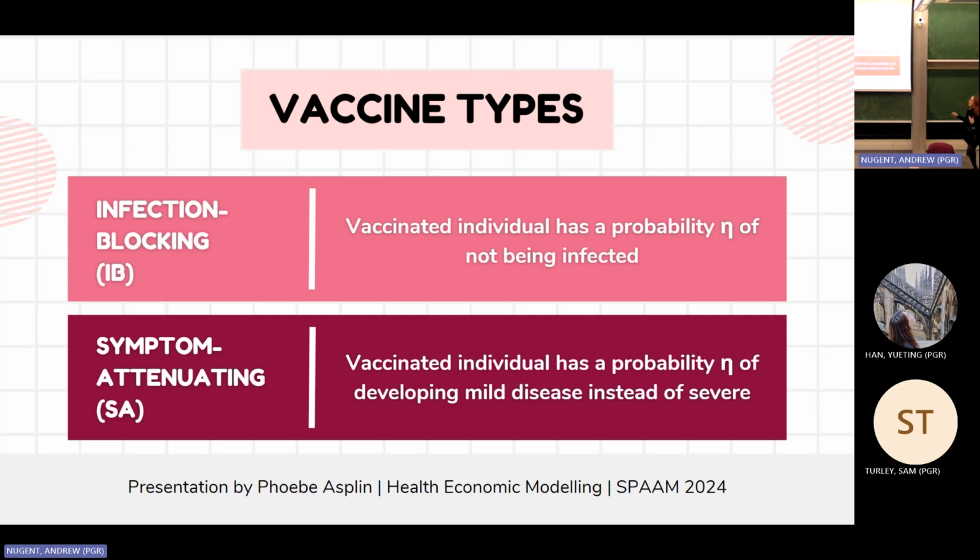So we're going to consider two possible vaccines. We have an infection-blocking vaccine, which has an efficacy of just not being infected, so they stay susceptible. And then we have a symptom-attenuating vaccine, where at each transmission event, the vaccinated individual has a probability eta of developing mild disease instead of severe disease. So they get their symptom severity sort of downgraded.